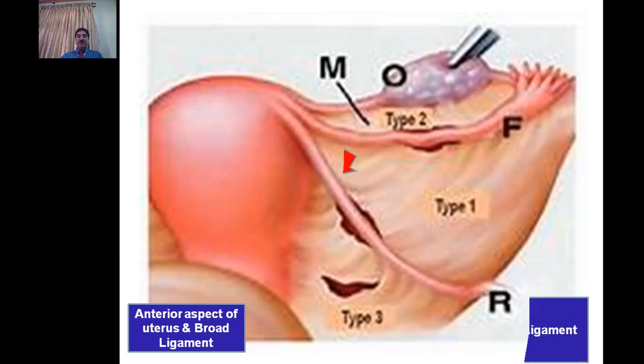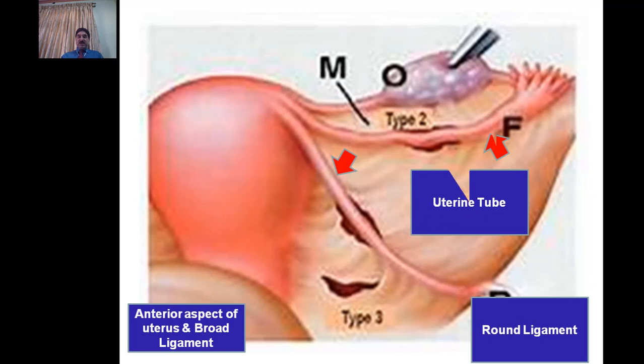Let me ask you a question. What are the structures seen on the anterior aspect of the broad ligament in a wet specimen? So anteriorly, there is round ligament of the uterus which is enclosed in the anterior layer of the broad ligament. We can also see the uterine tubes which lie between the anterior and the posterior layers of the broad ligament.